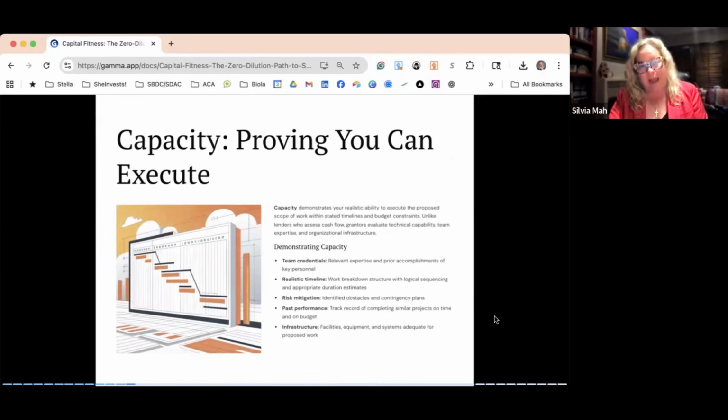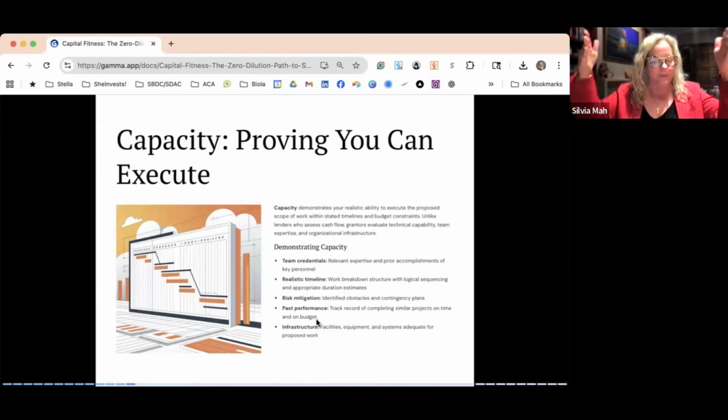Next up is capacity, proving you can execute. You can do that in multiple different ways. You can say, our past performance is this, our infrastructure is solid, our team credentials are this and this. We have the mind capacity, the time capacity, to actually get this executed.